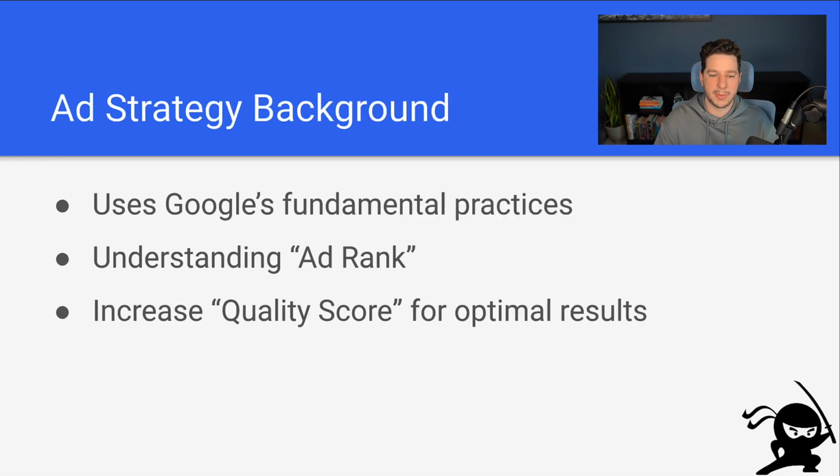Moving on, so the ad strategy background, it's really going to be using Google Ads fundamental processes and practices that you really need to apply to get the maximum results from the platform. One's going to be understanding ad rank. The other is going to be increasing quality scores and other basic fundamentals like that. I'll explain that more in depth. I know it's really simplified to say, make quality score better, but there's a lot of things that go into that, and that's what I'm going to go into.